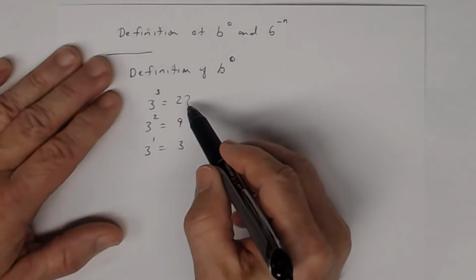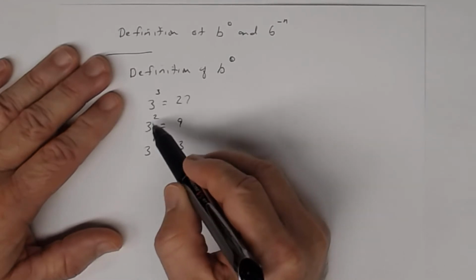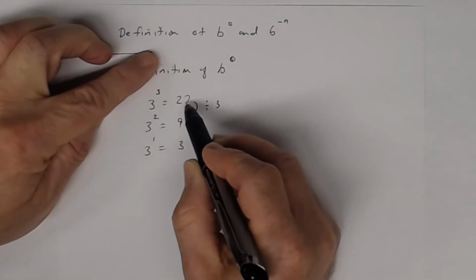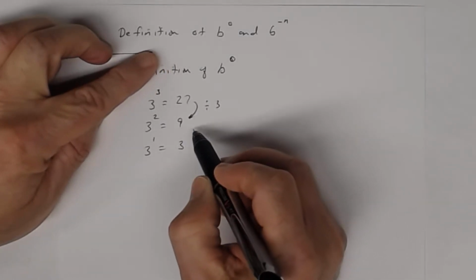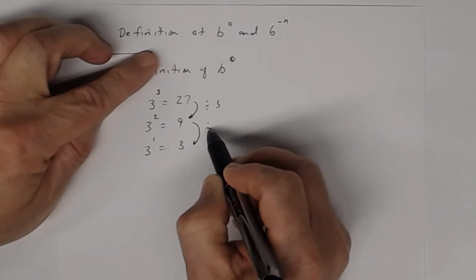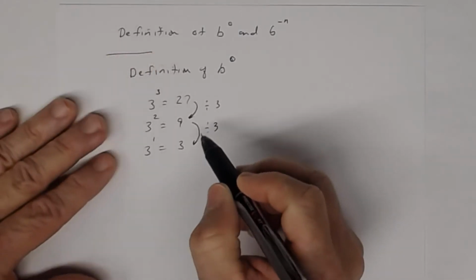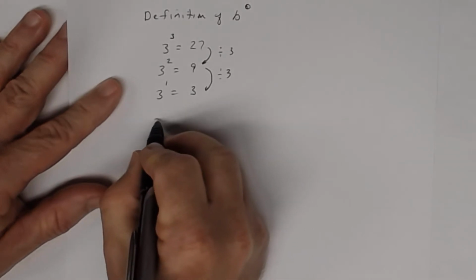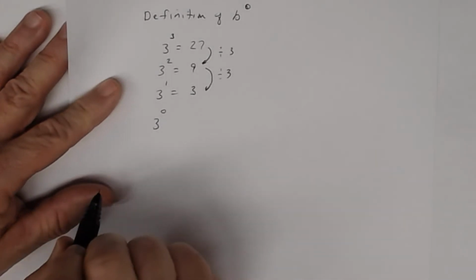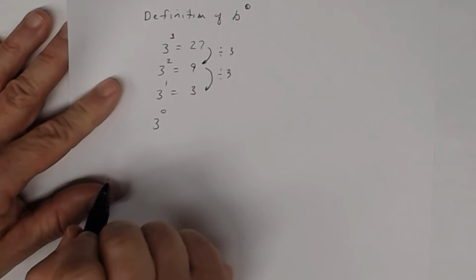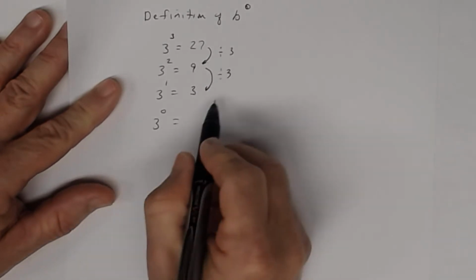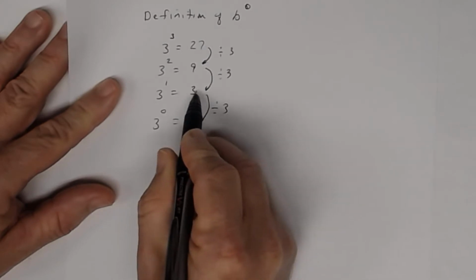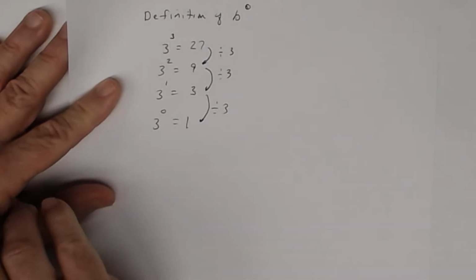I want you to notice that to go from 27 to 3, your base is 3, so I'm going to divide by 3. 27 divided by 3 is 9. 9 divided by 3 is 3, right? Continuing on with this pattern, we get 3 to the 0. That's the 0 we're talking about. Well, what is 3 to the 0? If you continue that same pattern, 3 divided by 3 should be what? 3 divided by 3 is 1.